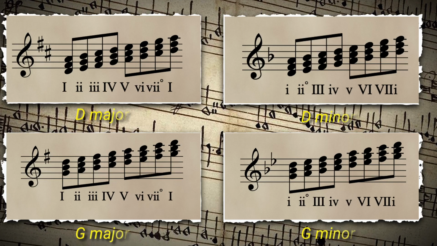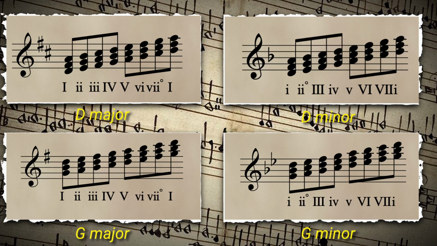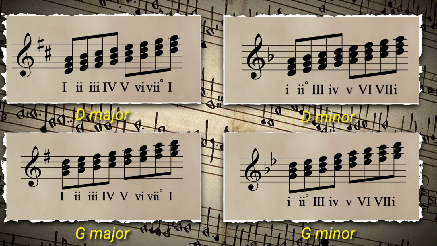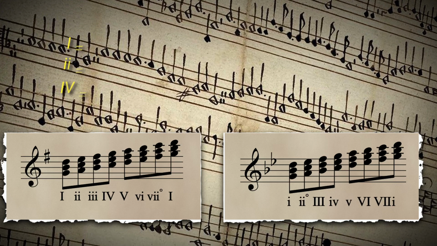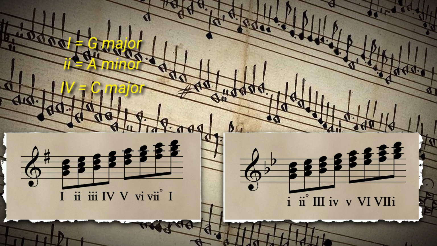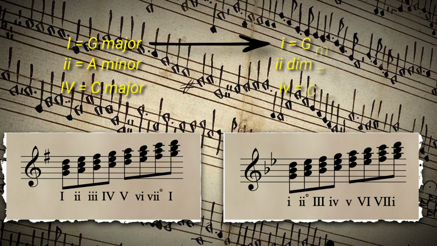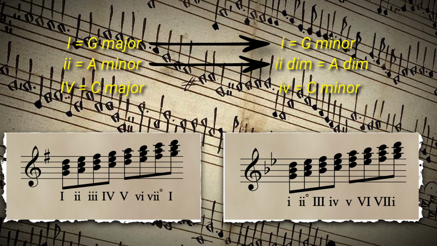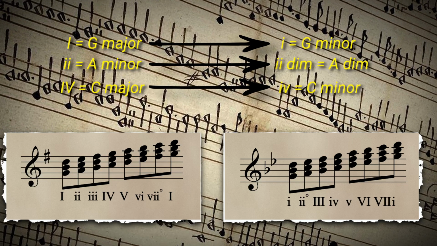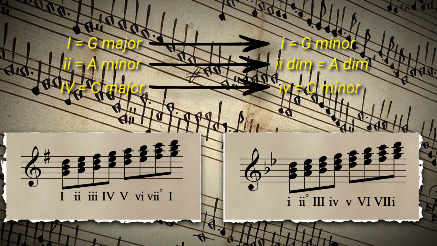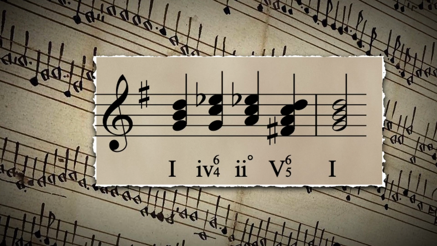By parallel minor, I mean the same root, but in minor. So the parallel minor of D major is D minor. G major is G minor, etc. This is most common with the tonic and subdominant chords. So in the key of G, the tonic is G, and the 2 subdominant chords are A minor and C major. We could change the color of any of these chords by subbing out the minor mode equivalent of them. G major would become G minor, A minor would become A diminished, and C major would become C minor. Here's an example of what that could sound like.